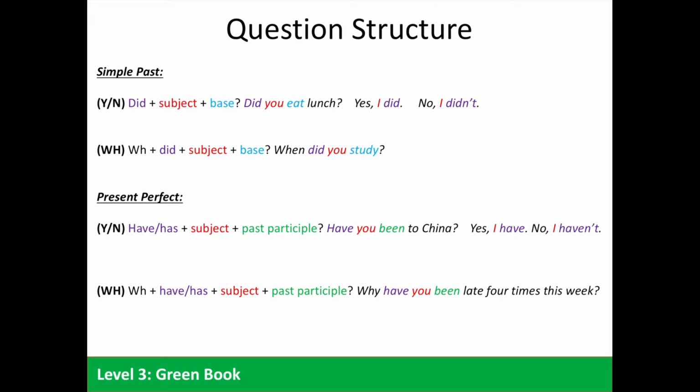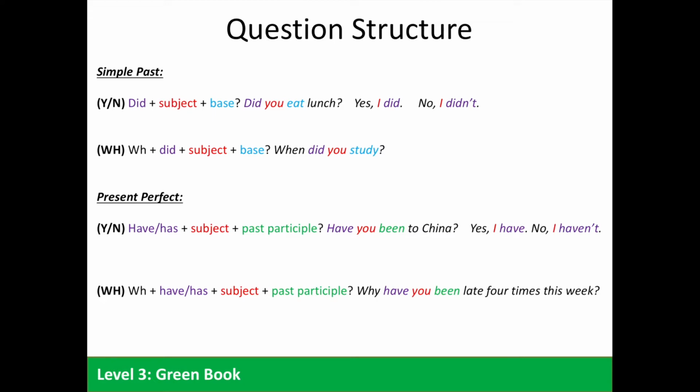Now, looking at our question structures, first for the simple past. In yes or no questions, you'll remember that you need to start with did, followed by the subject, and then the base verb. For example, did you eat lunch? To answer this, yes I did, or no I didn't. In WH questions about something in the simple past, we start with a question word, followed by the helping verb did, then the subject, and then the base verb. For example, when did you study?